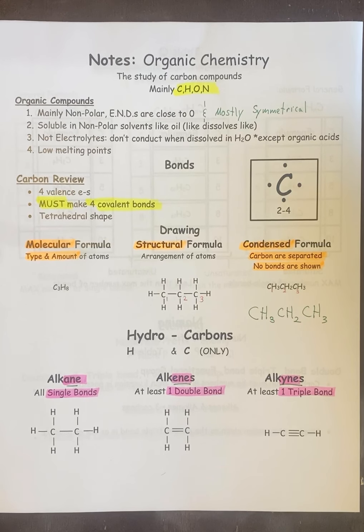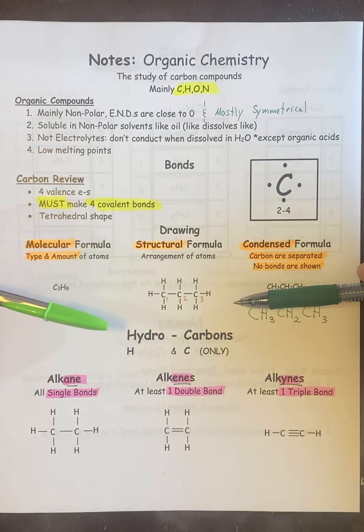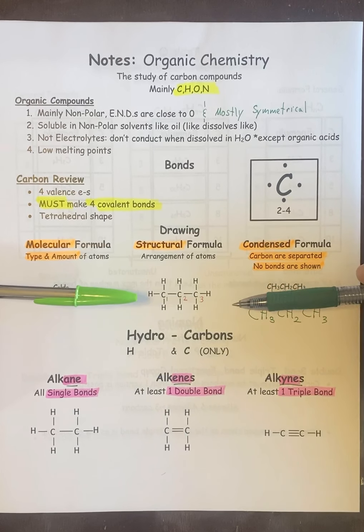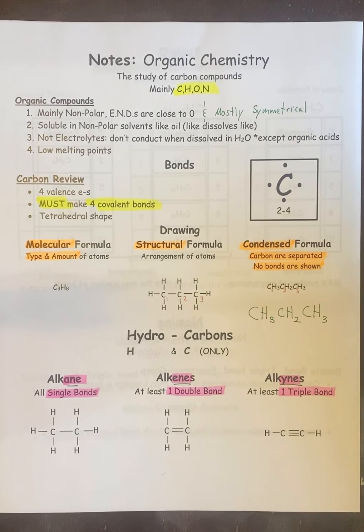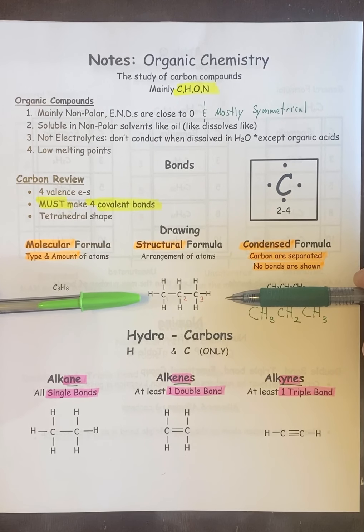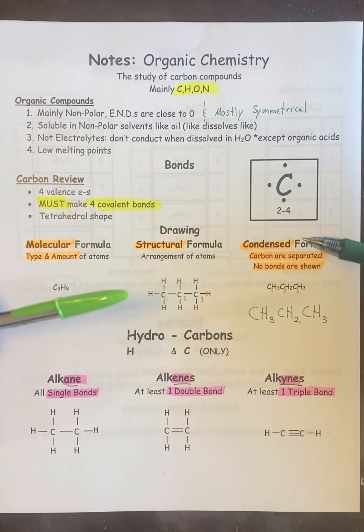There are 3 ways to draw organic compounds. You can draw them as a molecular formula, which shows just the elements and how many of them there are, like C3H8 is an example. You can do the structural formula, which has the full structure drawn to the octet rule. In other words, everybody wants to have 8 valence electrons except for hydrogen or the regular exceptions. So it would look like this. Ignore the 1, 2, 3. That's actually for the next one.